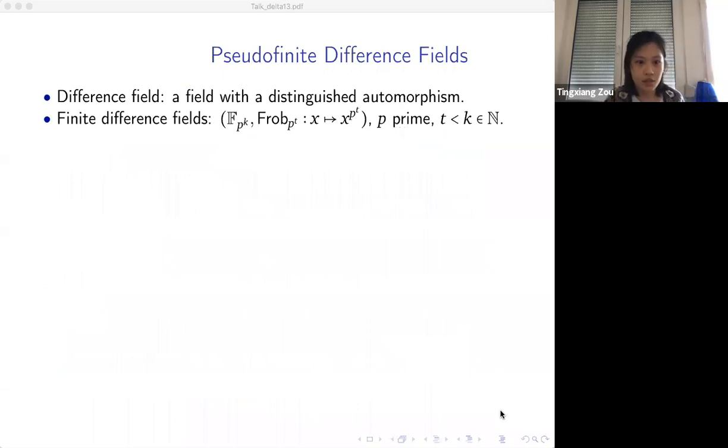And so on the last slide, I will talk a little bit about a variation or generalization of finite fields. So instead of just looking at a finite field, you look at a finite field with an automorphism. A difference field is just a field with a distinguished automorphism, and we know finite difference fields are of this form. You take a finite field of characteristic p, and then you take the Frobenius map to the power t, where this map takes an element x to x to the p to the t. So you take x times x times x, many times.